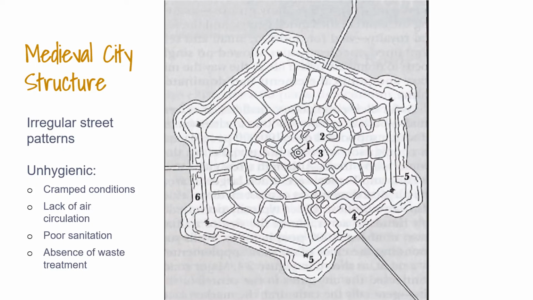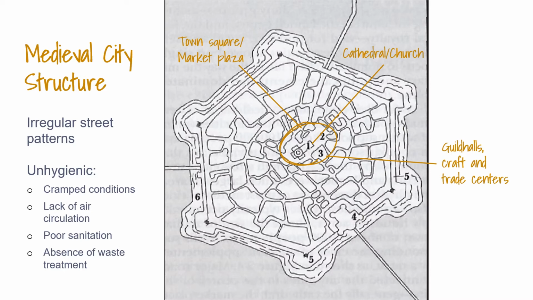This figure illustrates the structure of a typical medieval city. At the city center is the town square or market plaza. Inside and surrounding this plaza are the main cathedral and church, guild halls, craft and trade center, and houses of prominent citizens. The streets and alleys are narrow. These streets are irregular in shape, which is different from the grid pattern of Greek and Roman cities.